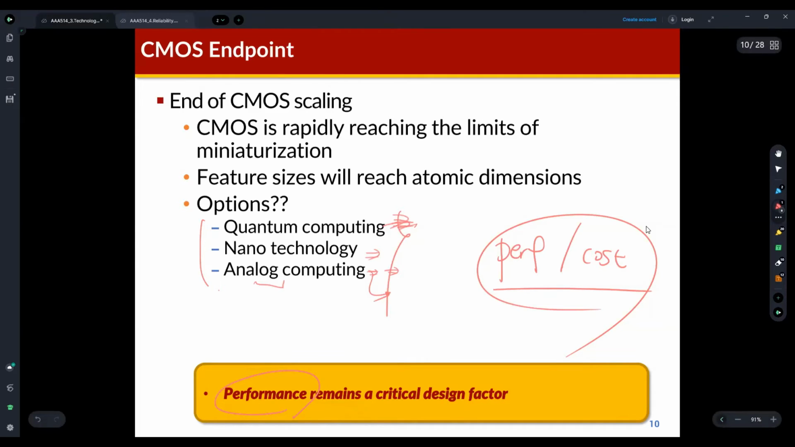We can apply this to some new devices like quantum or carbon nanotube. So it can be possible, but it's not mature currently. It will take time. So actually, we should focus on the semiconductor technology also.